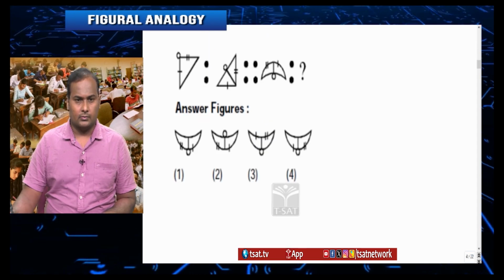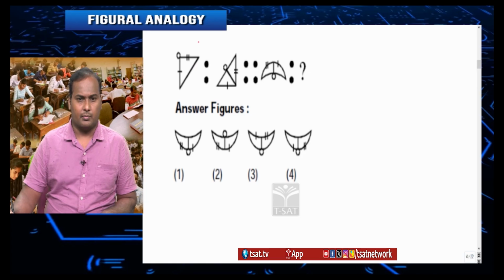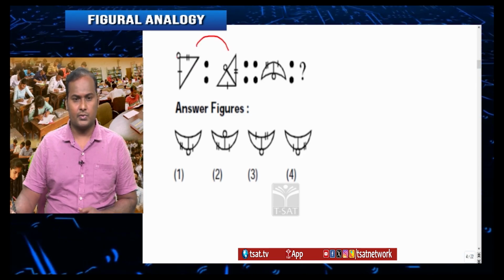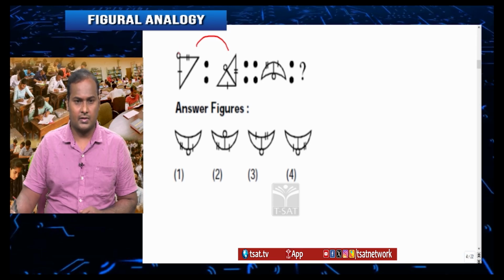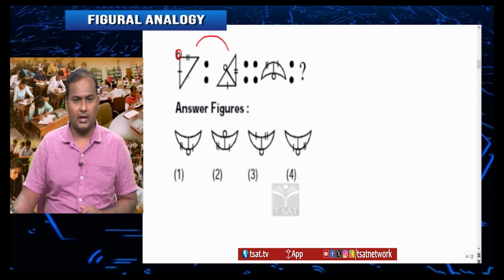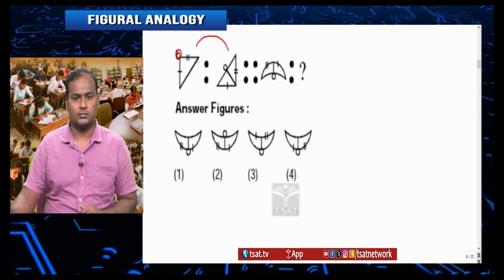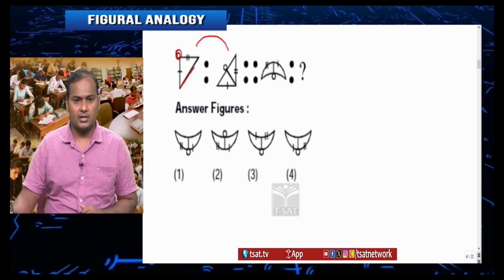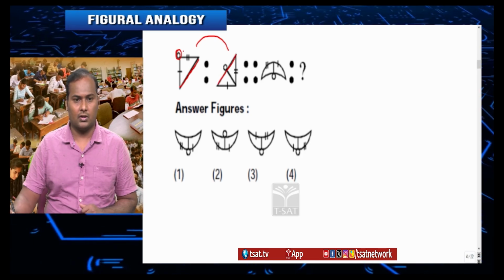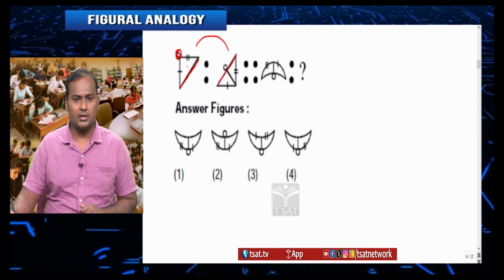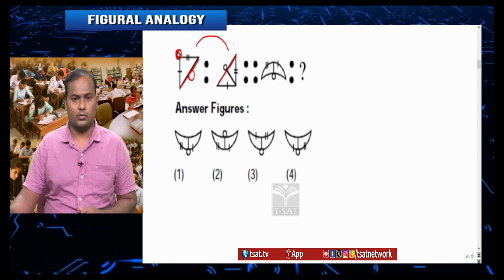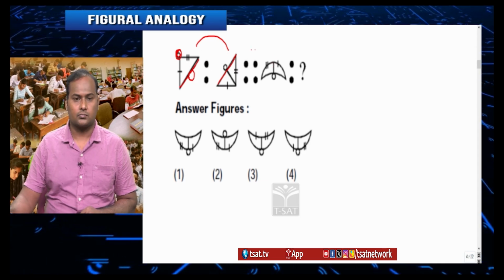If you look at this figure, you need to establish the relationship between these two figures. In this case, you need to observe two things. One is the change in the position of the circle. The other one is the change in the entire figure. You see here, initially the line was at the bottom, now it became top. What about the circle? The circle initially was on the vertex, now it came onto the line. So based upon these two changes, you try to get the answer.